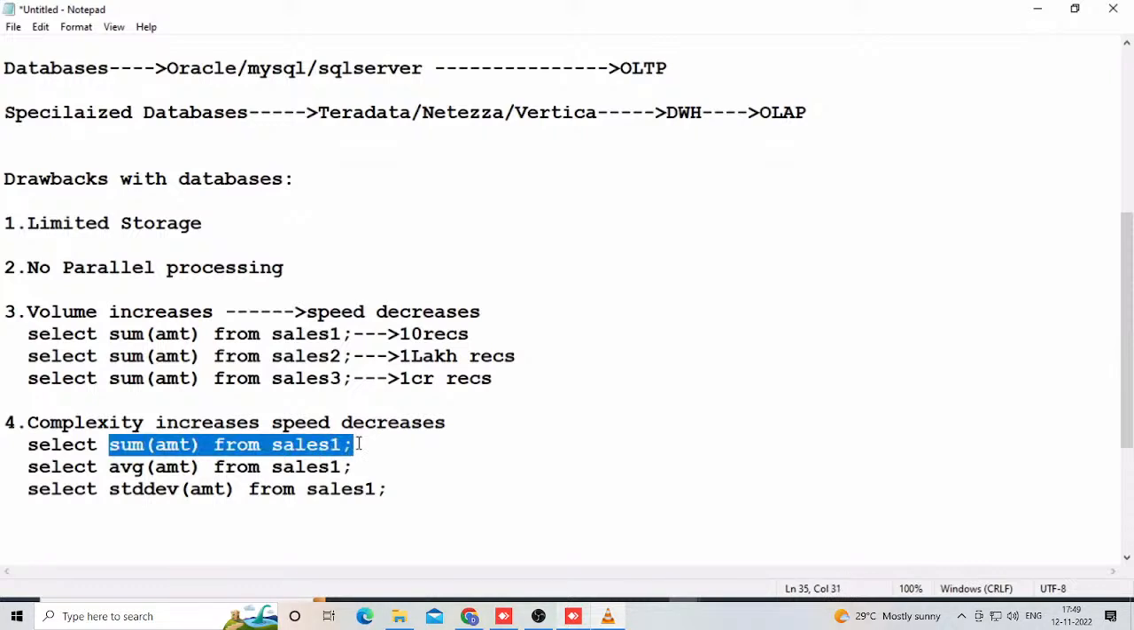Sum of amount from salesman, average amount, standard deviation of amount from salesman.